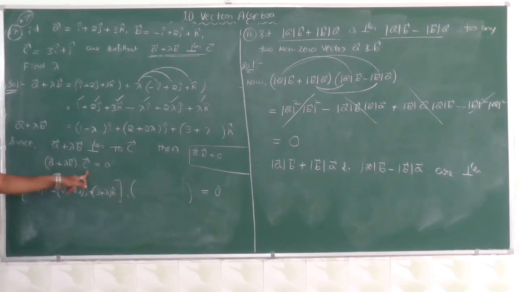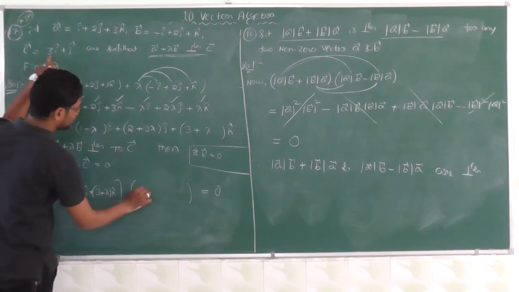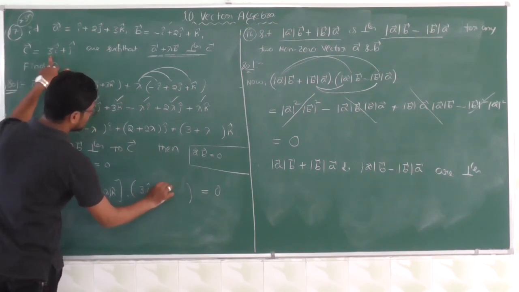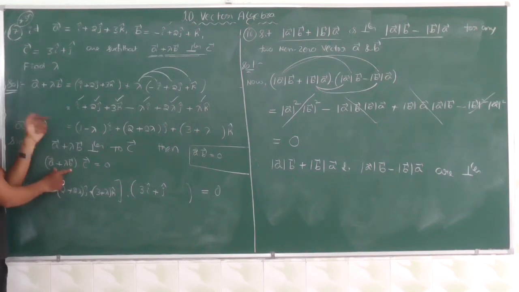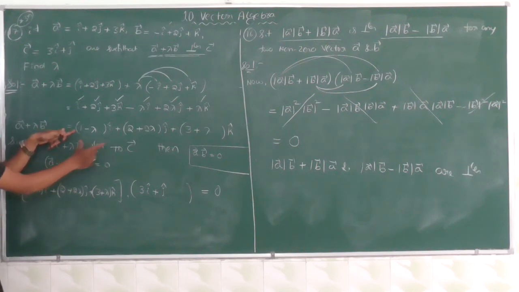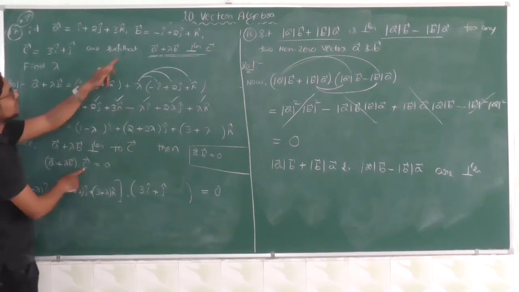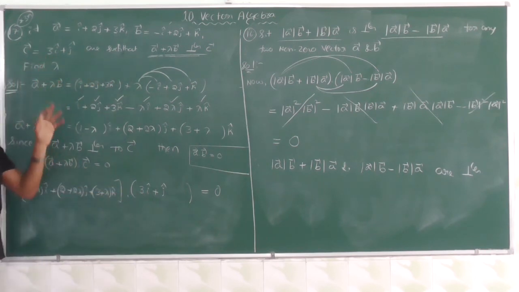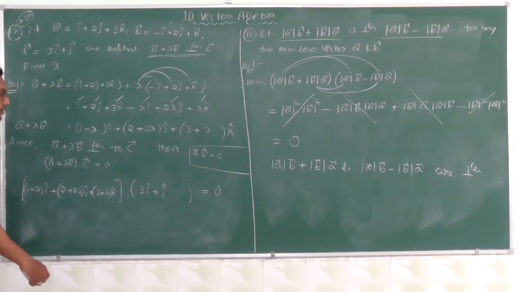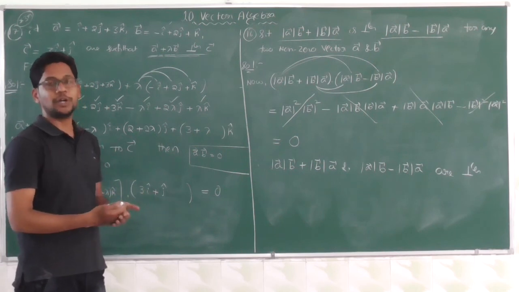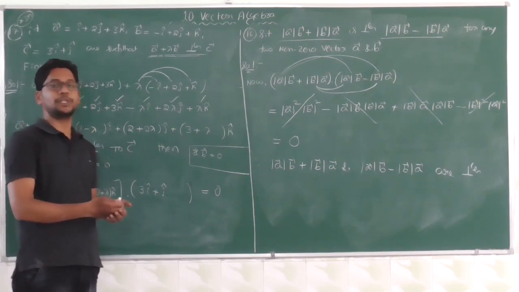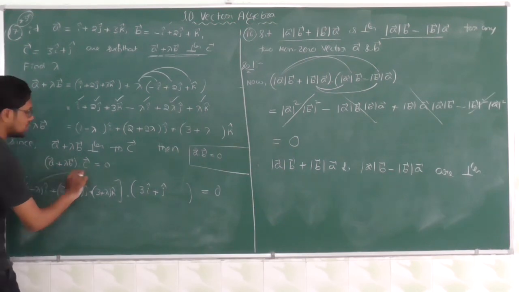Dot C vector. What do we have for the C vector? 3 i cap plus j cap. Here I am just substituting the respective vectors; the C vector is given as 3i plus j cap. We know how to find the product of two vectors: you multiply the corresponding components and add them.